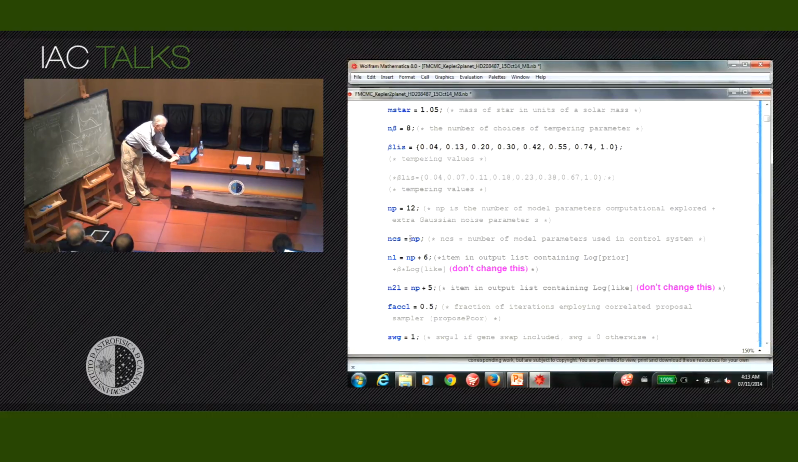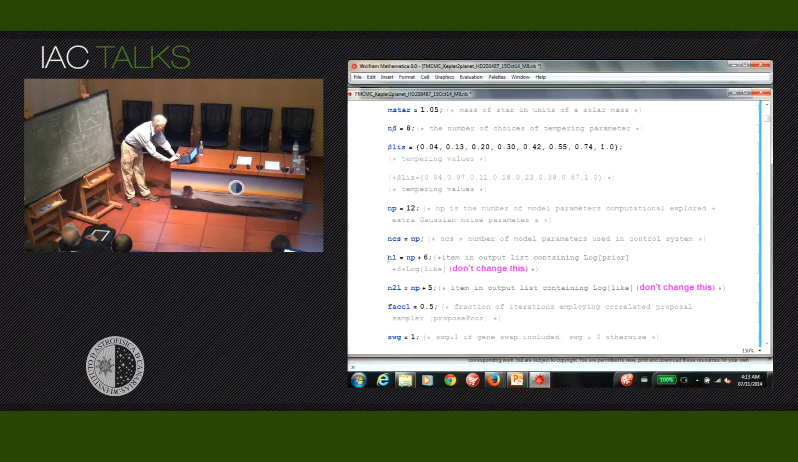So this quantity NCS, I can, if I like, use fixed proposal distributions for some parameters if I want, and not tune them at all. And so by having this parameter NCS, I can say I only want to tune the first 5 of these parameters in the burn-in period, and I'm going to use some previous ones for the others.